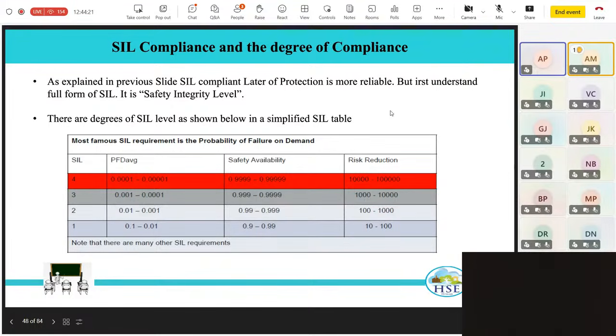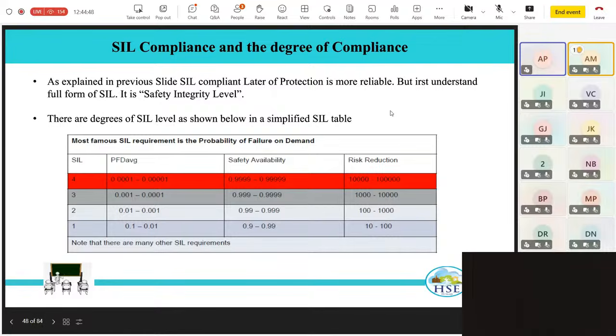So the first column of this SIL table is SIL 1, SIL 2, SIL 3, and SIL 4. SIL 4 is shown in red color because normally you should never encounter it. SIL 4 is very, very, very high risk. Okay. And one should not enter that arena at all. Normally, you should restrict your plants to SIL 3. Okay. Let us understand what is SIL 1, what is SIL 2, and what is SIL 3.